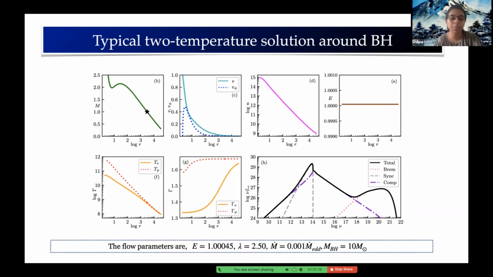And this is the temperature, where the dotted line is the proton temperature and the solid line is the electron temperature. We can see that very far away the proton and electron temperatures are almost the same, but as matter gets accreted towards the black hole, the radiation processes mainly act on the electrons, and the electron temperature deviates much from the protons and has lesser values than the protons.